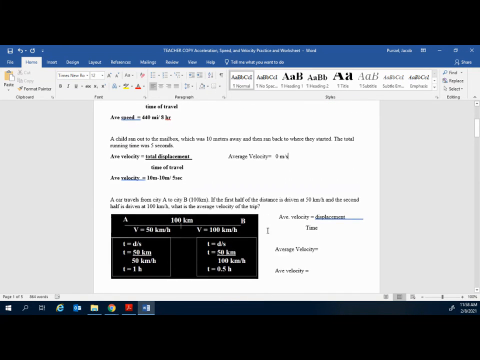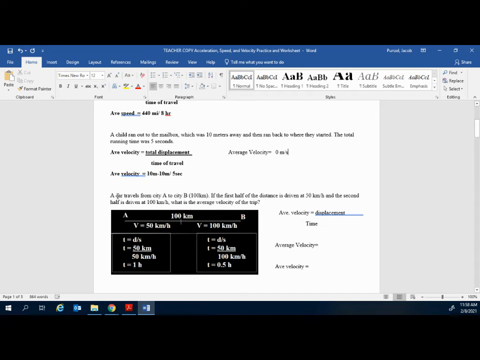So this is another, maybe a little bit more complicated problem. A car travels from city A to city B, which is 100 kilometers away. If the first half of the distance is driven at 50 kilometers an hour and the second half is driven at 100, what is the average velocity of the trip? If we look at our average velocity, one thing we need to figure out is what our time is going to be. One way we can do that is through time equals distance divided by speed.